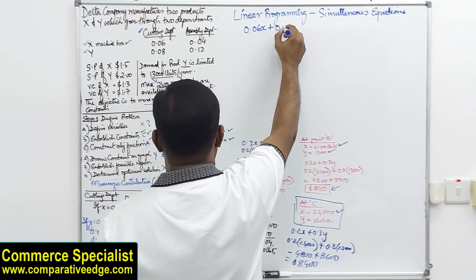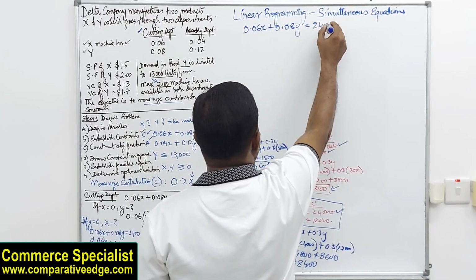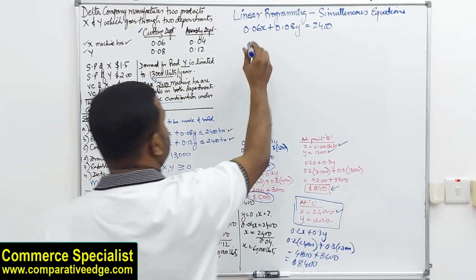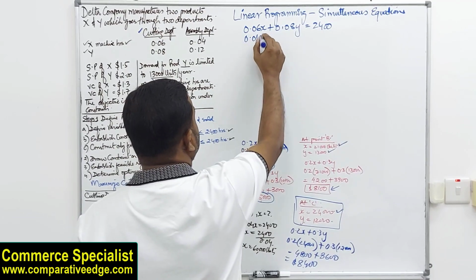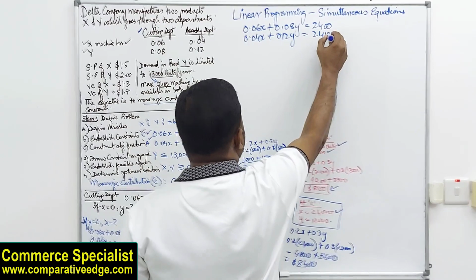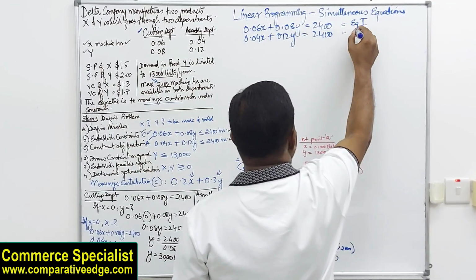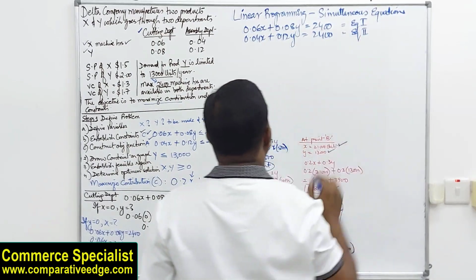0.06x plus 0.08y is equal to 2400, and 0.04x plus 0.12y is equal to 2400. Let's take this as equation 1 and this as equation 2.